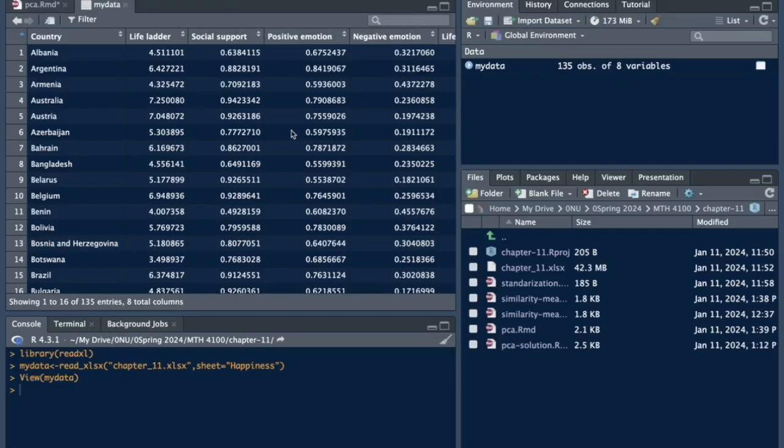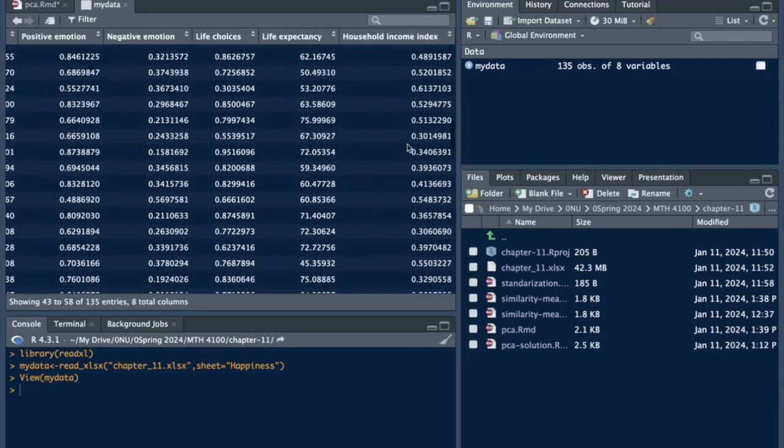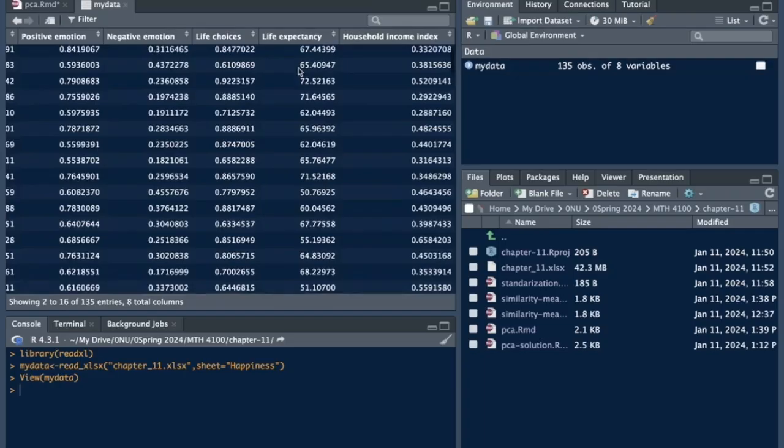This is the data. So we have all of these variables. We have 135 observations. We have a high number of variables, by the way: it's 8 compared to the 135 observations we have. And if you look at the numbers, the scales are different. The household income index is something between 0 and 1 here. Life expectancy has a range that is a little bit higher.